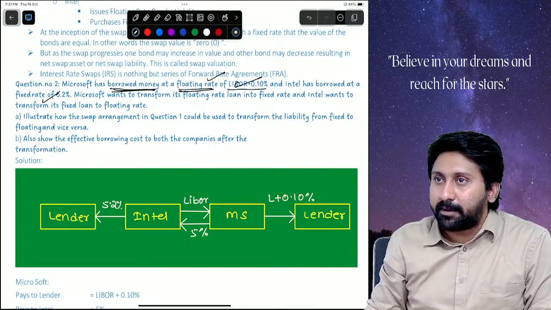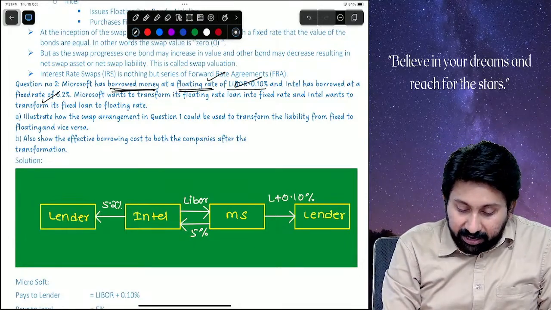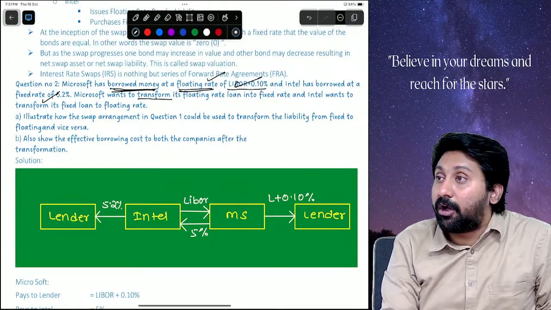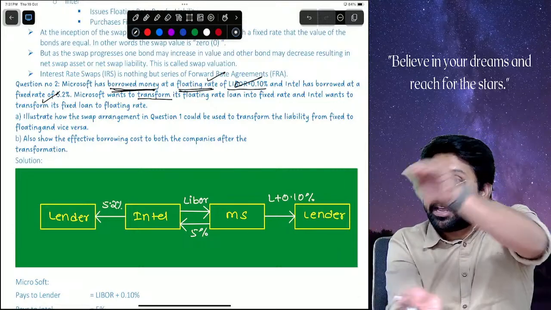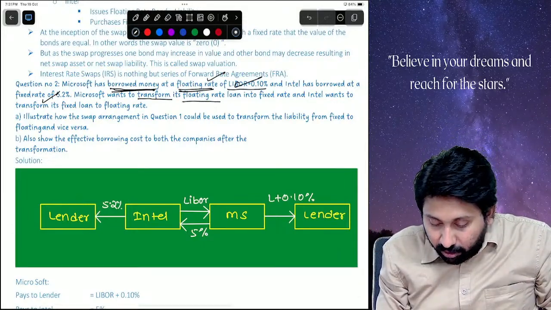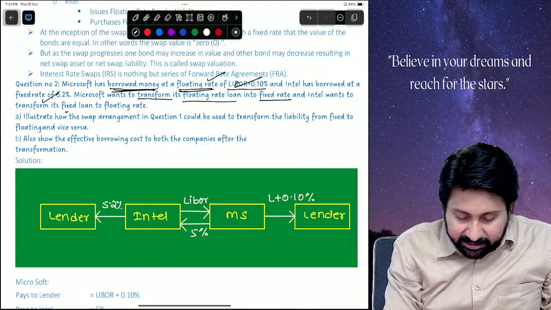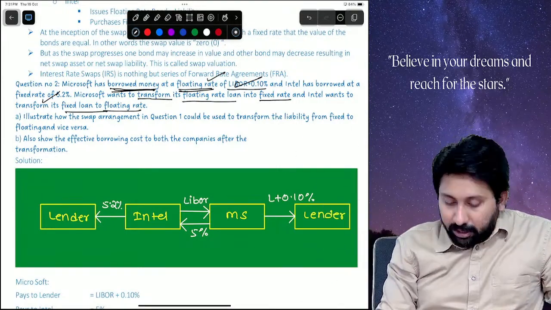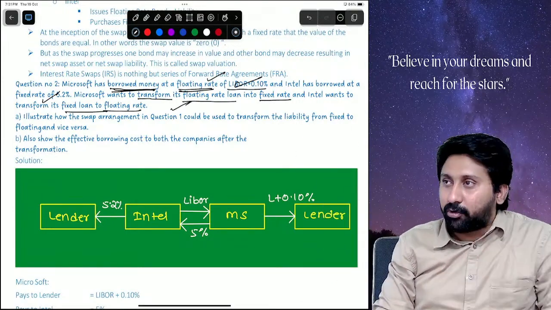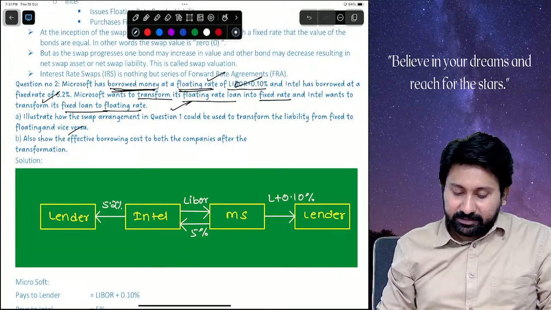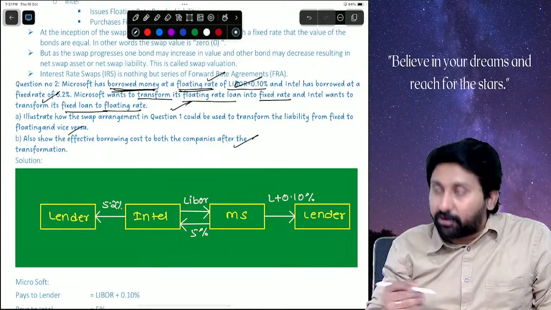Perception changes between people. So therefore, Microsoft wants to transform. Transform means what? Exchange. Exchange what? Floating rate loan into fixed, and fixed rate to floating by Intel. Information from question 1 only we have to take and we need to do this. Clear? And calculate the effective borrowing cost.